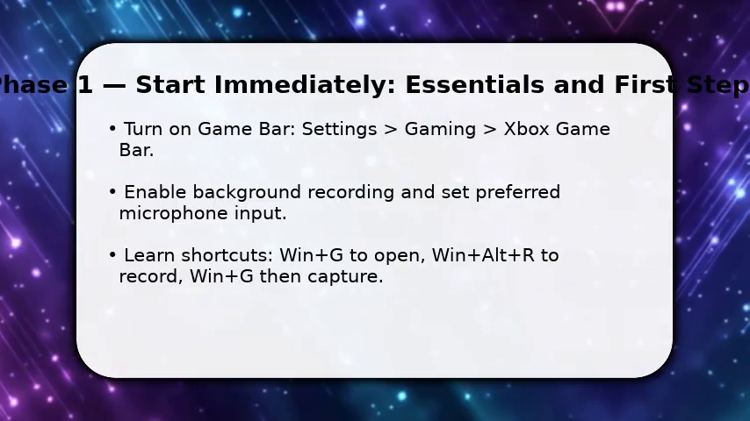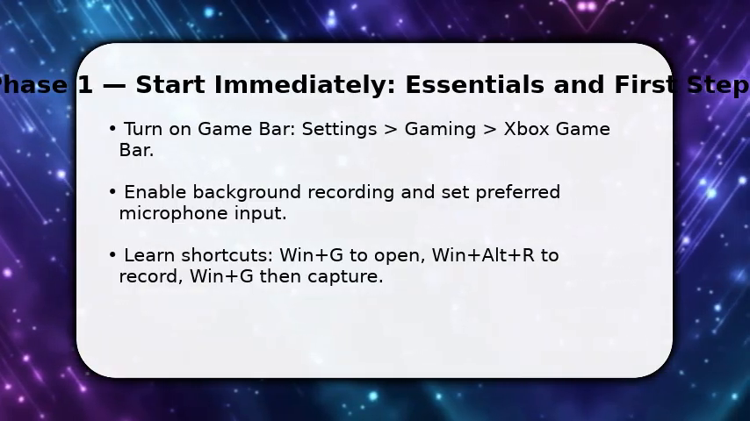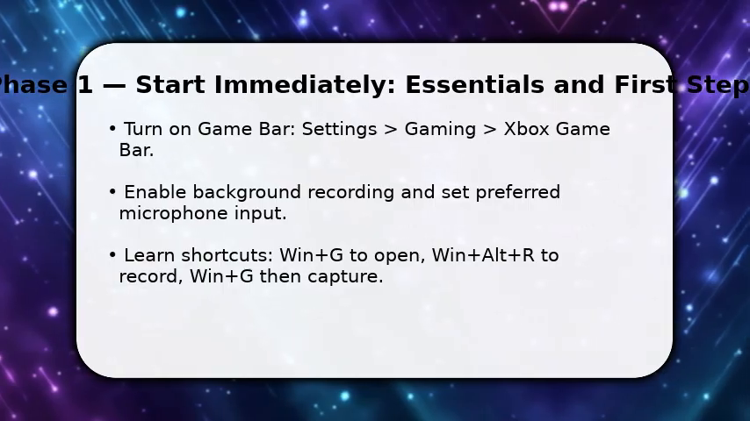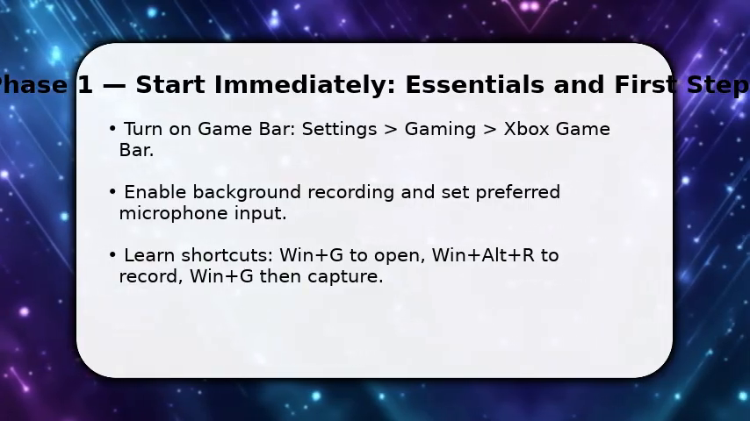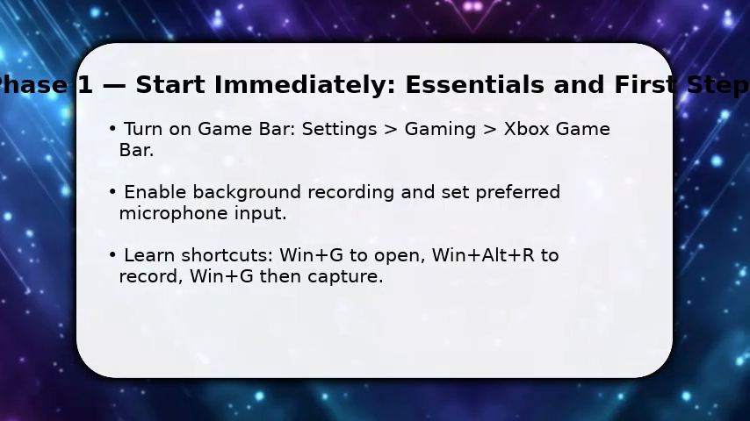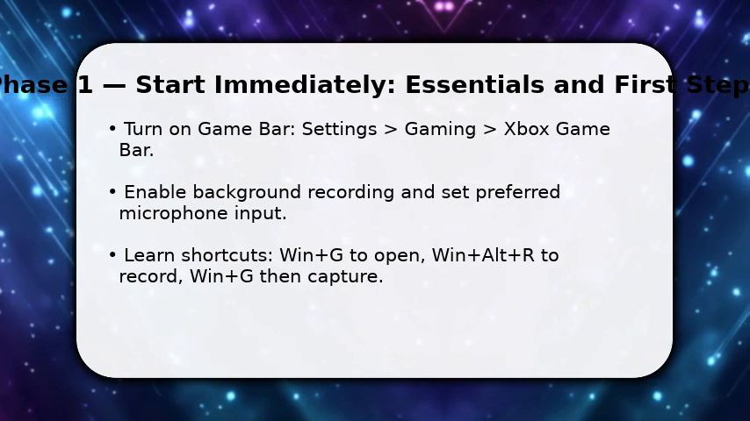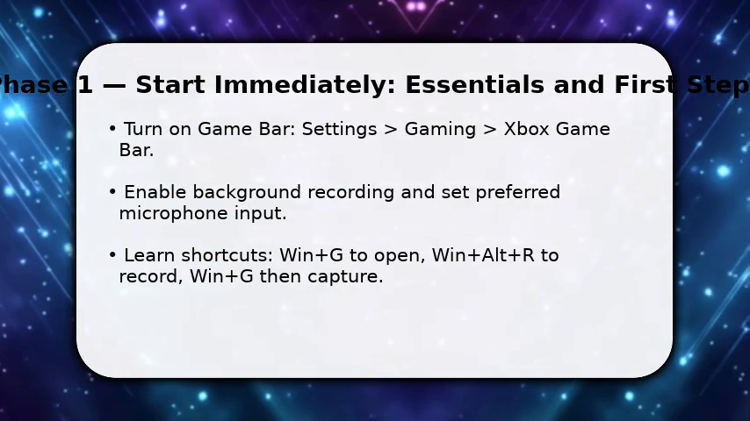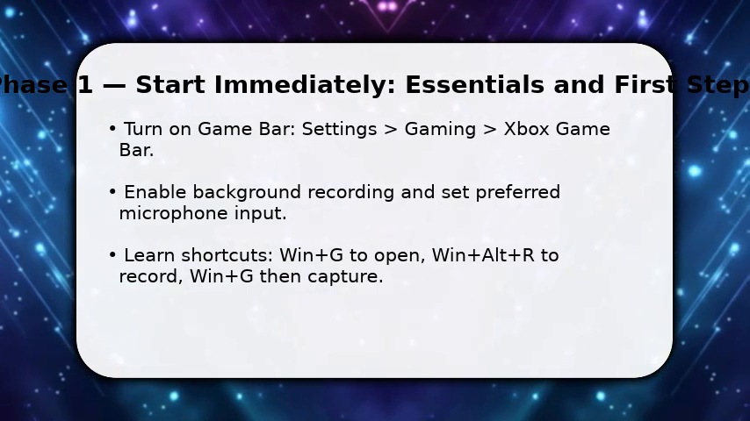Learn the key shortcuts now. Win plus G opens the overlay. Win plus Alt plus R starts and stops recording. Within the overlay, the capture widget grabs screenshots and short clips. This immediate setup gets you recording quickly and prevents missed footage while you prepare to capture gameplay.